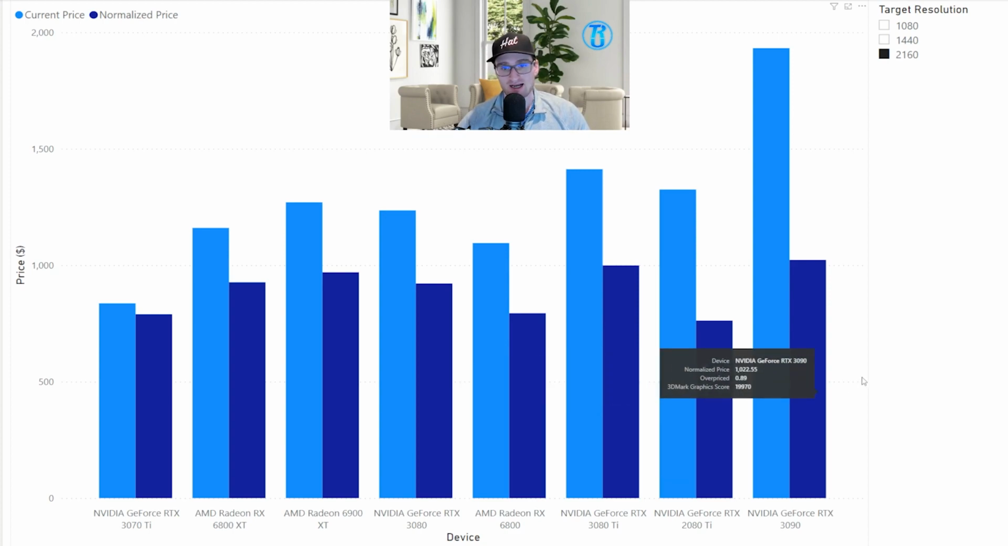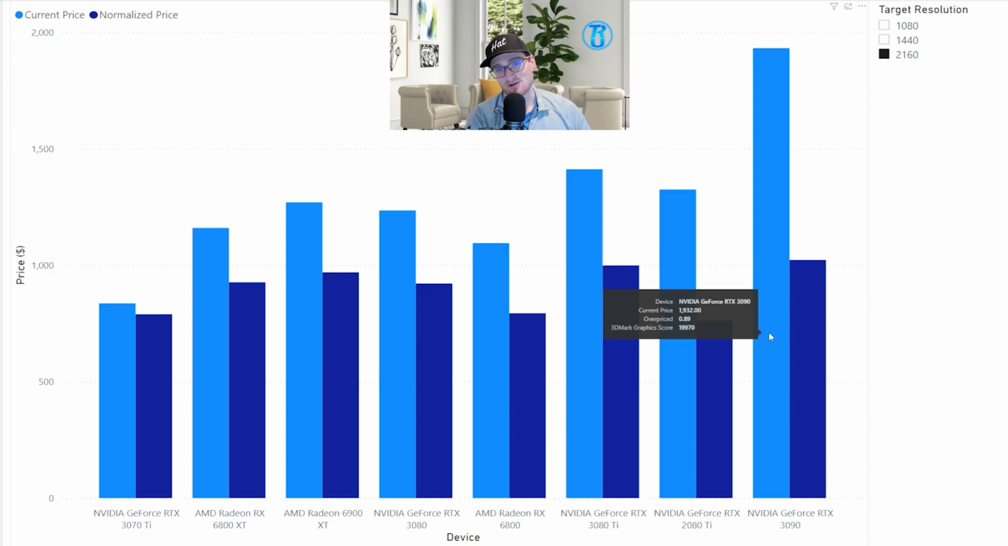The 3080 Ti and the 3090 are not great price to performance cards right now, especially looking at the 3090, which is a $2,000 card for the most part on the secondhand market. But based on its performance, it should only really be $1,000. And MSRP for that card is already $1,500. So that card is just way out of line.